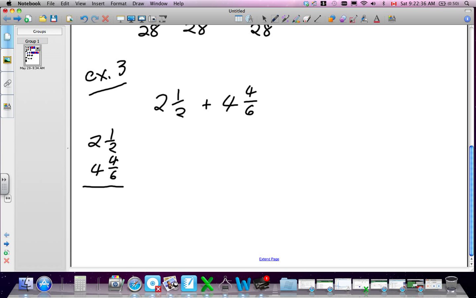Now, there's many different routes you can take. You can first turn it into an improper fraction, or you can keep it like this and just change the denominators, but then you kind of have to carry. I think the easiest way is we turn it into an improper fraction first, so we'll call it Step 1, change to improper fraction.